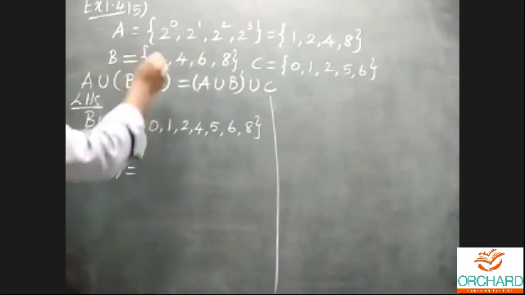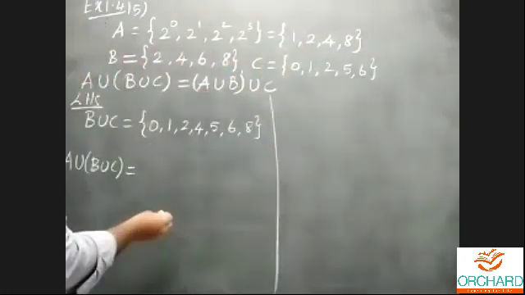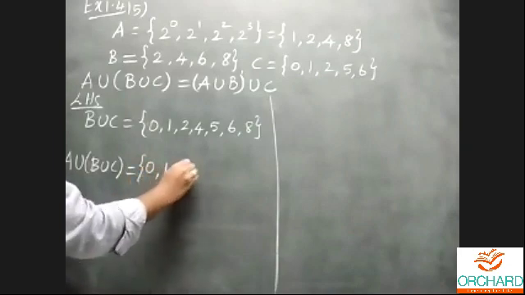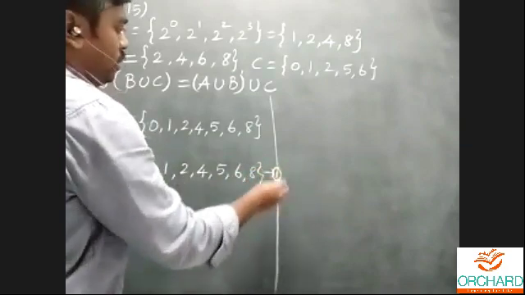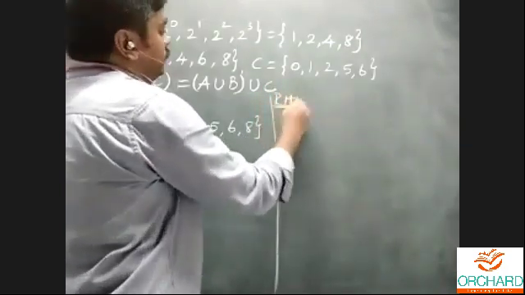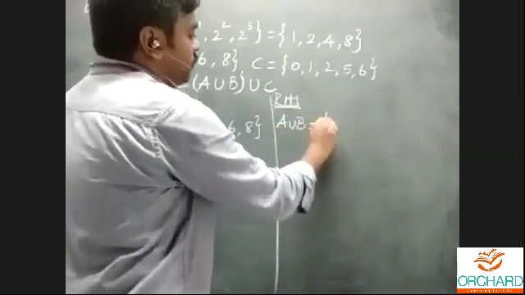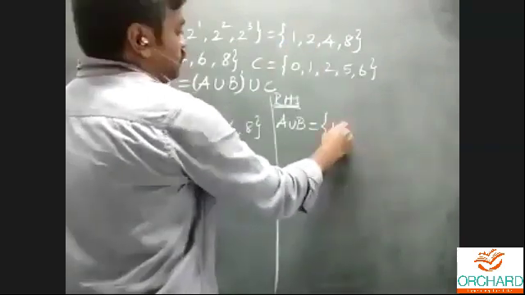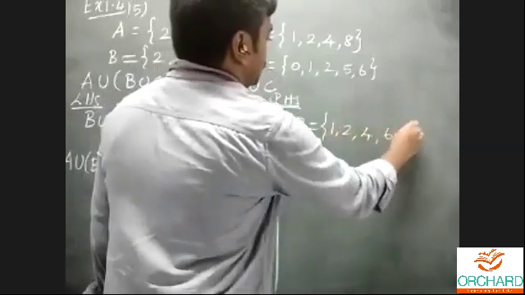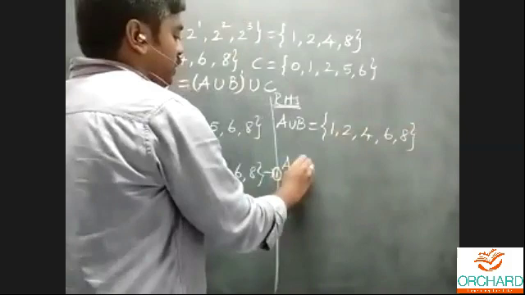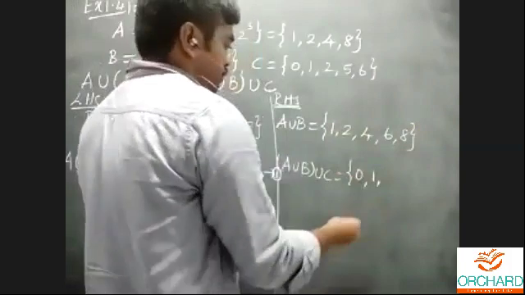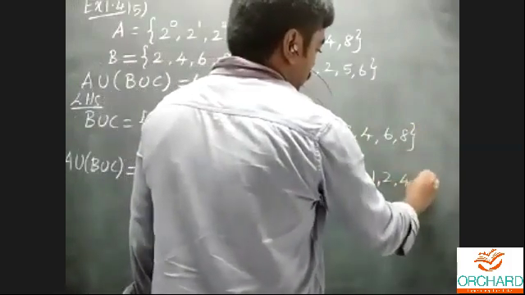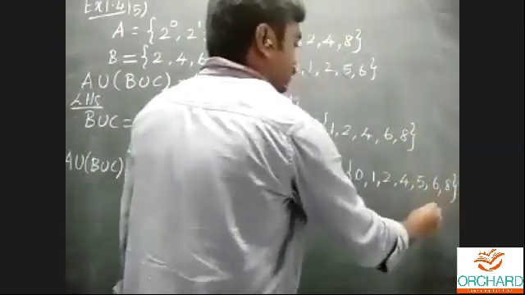Next, A union. What are the elements of set A? 1, 2, 4, 8. Arranged in order: 0, 1, 2, 4, 5, 6, 8. Call it equation number 1. For your right hand side, first is A union B, union of the sets A and B: 0, 1, 2, 4, 6, 8. Next, A union B union C: 0, 1, 2, 4, 5, 6, 8. Call it equation number 2.